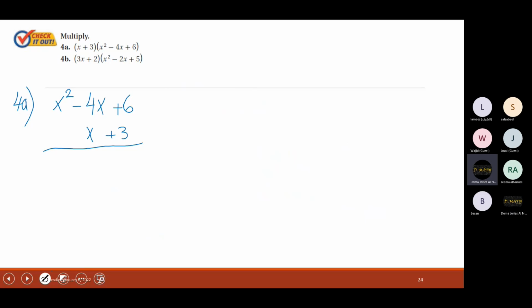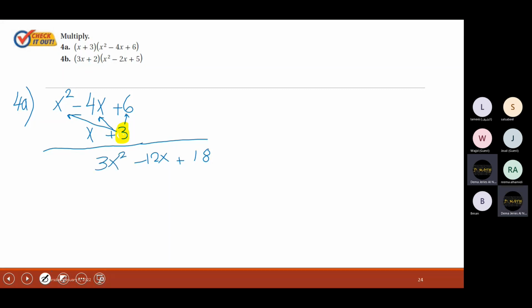Salsabil, yes, what do you have to start first here? You have to multiply 3 by 6, 3 by negative 4x, and 3 by x squared. Yes. 3 times 6? 18. 3 times negative 4x? Negative 12x. Bravo. 3 times x squared? 3x squared. Thank you.